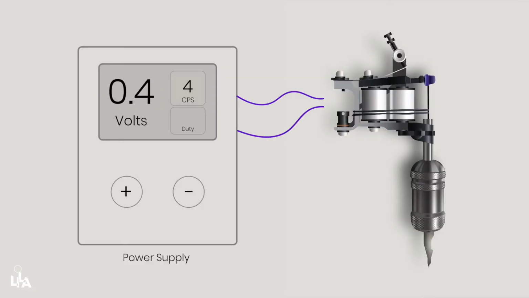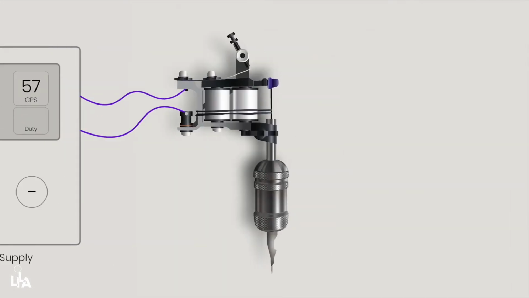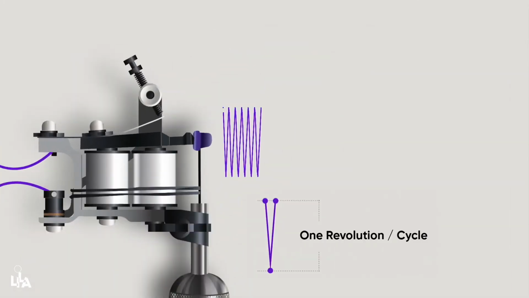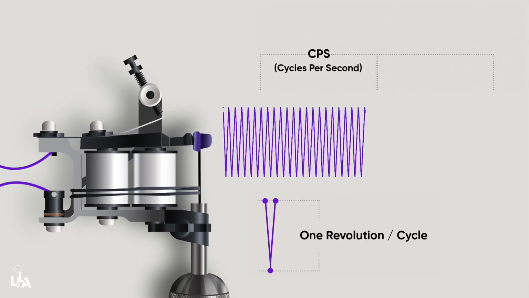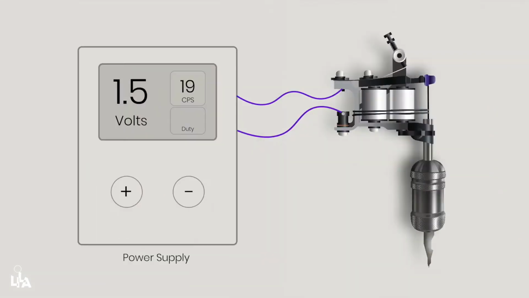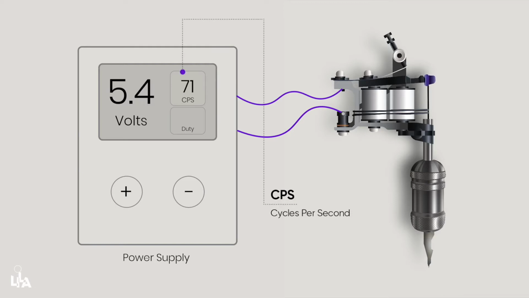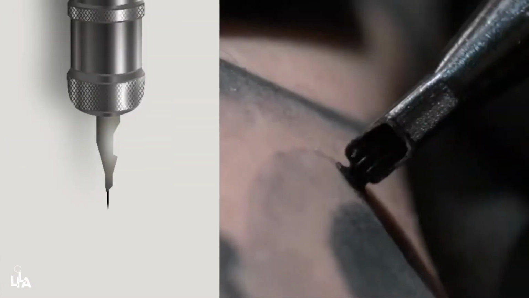Let's look into the second property, the speed. Now, the speed determines the revolutions, or the number of cycles it makes in 1 second, and it is denoted as CPS, that is cycles per second, or in some power units it is hertz. Again, in simple words, it is about how many times the needle hits the skin in 1 second.